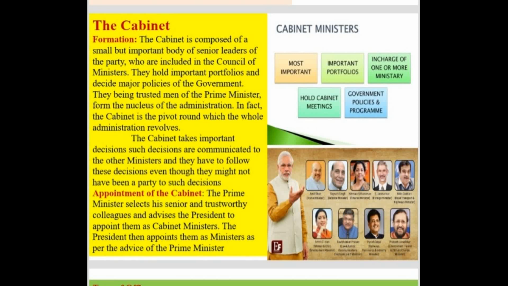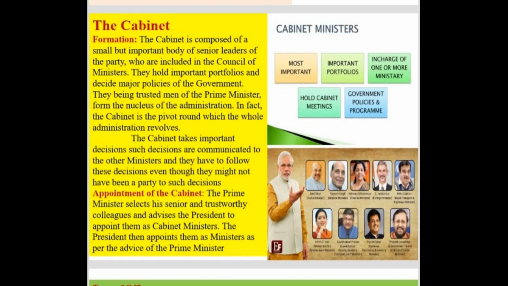The cabinet is composed of a small but important body of senior leaders of the party. Here, I am not talking about the entire Council of Ministers. I am talking about the important group of the Council of Ministers. The important group of the Council of Ministers is the cabinet. This group is very close to the Prime Minister and it is composed of the senior leaders of the party.